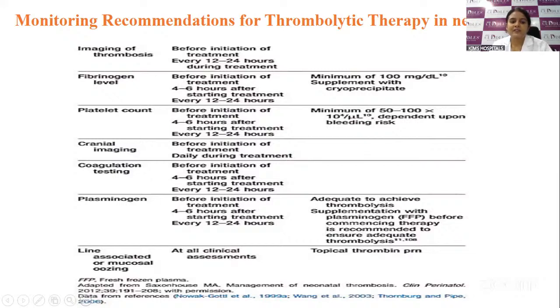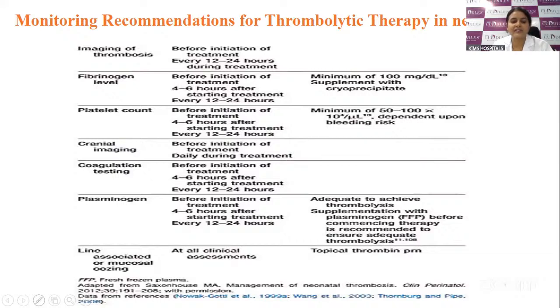Platelet counts have to be done before initiating the treatment, then 4 to 6 hours after starting the treatment, then every 12 to 24 hours. The minimum platelet count to be maintained is 50,000 to 1 lakh. Cranial ultrasound has to be done before starting the treatment and then daily during the treatment.